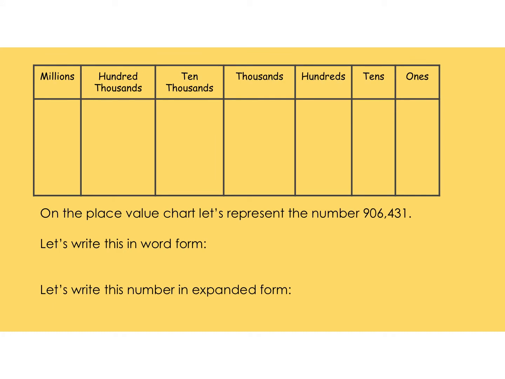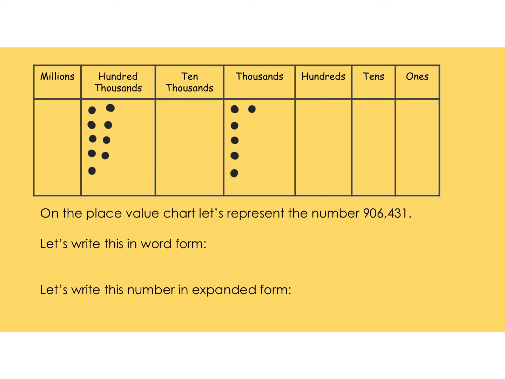Here on the place value chart, let's represent the number 906,431. Okay, so first we have 900 thousands, okay? 9, so we don't have to regroup into the millions. Okay, we have 0 ten thousands. We have a 0 in that place to hold the place value, and we have 6 thousands.